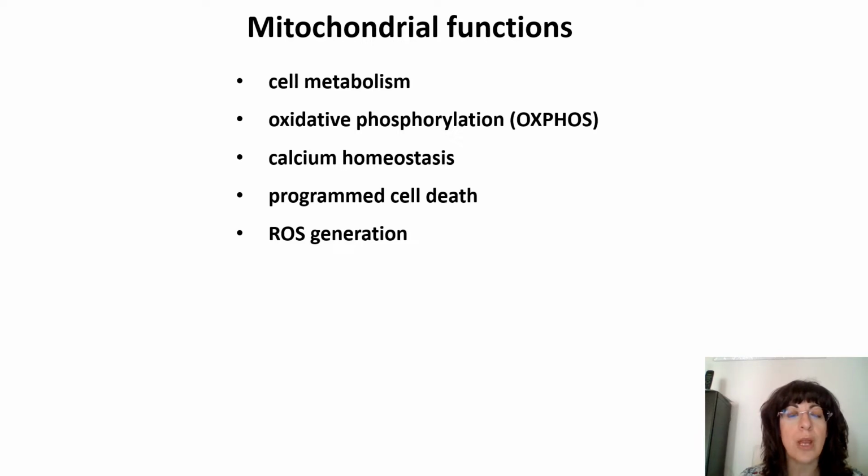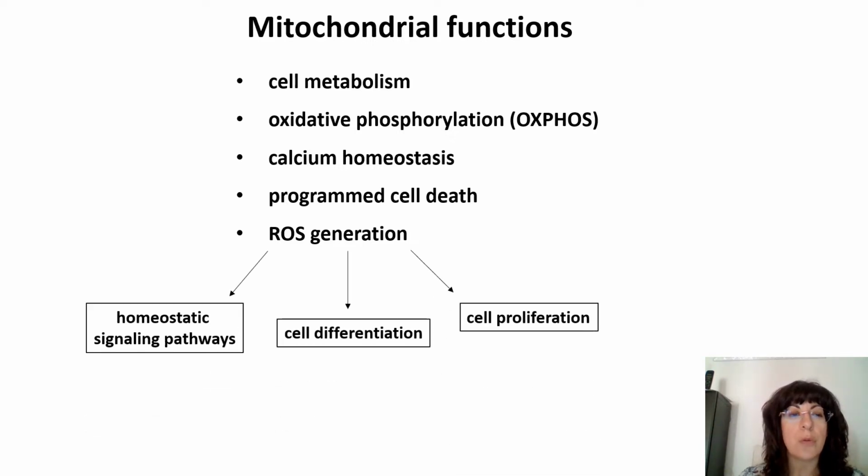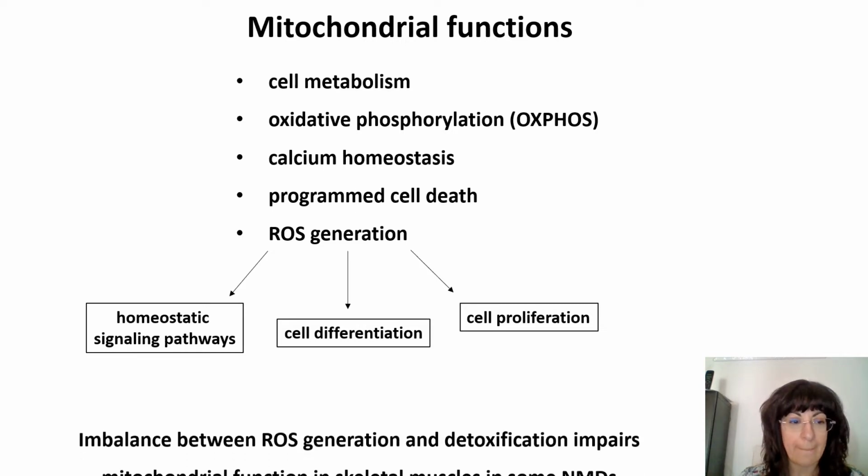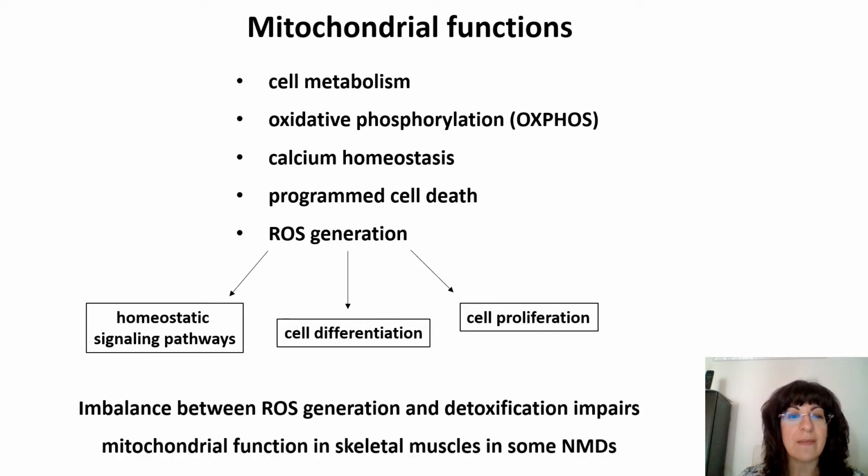Furthermore, mitochondria are implicated in calcium homeostasis, apoptosis, and ROS generation. A normal ROS level is involved in homeostatic signaling pathways, cell differentiation, and cell proliferation. But an increased ROS level causes mitochondrial dysfunction, as found in skeletal muscles of the affected patients.